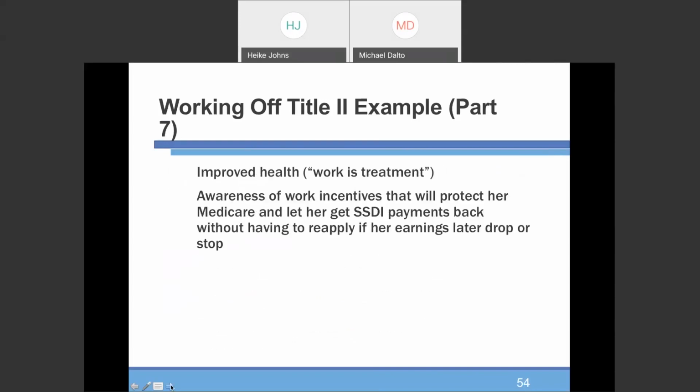She might feel like her health could improve. Work as treatment is a common theme in the behavioral health field, that by working, people's mental health or physical health can actually improve in many cases. And she may be aware of the work incentives that would protect her Medicare, even if her SSDI stopped due to earnings, and other work incentives that would let her get SSDI payments back more quickly and easily than if she had to reapply if her earnings later dropped low enough below the SGA level or if she stopped working. So the choice would be hers. But there are some compelling reasons she might choose to work full-time.